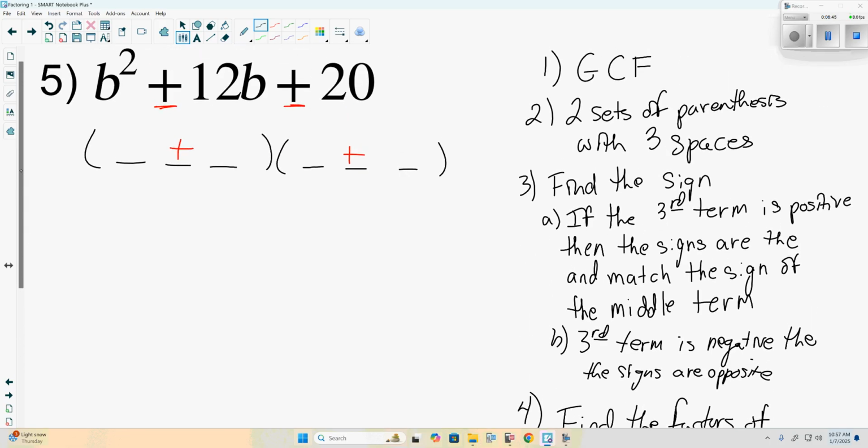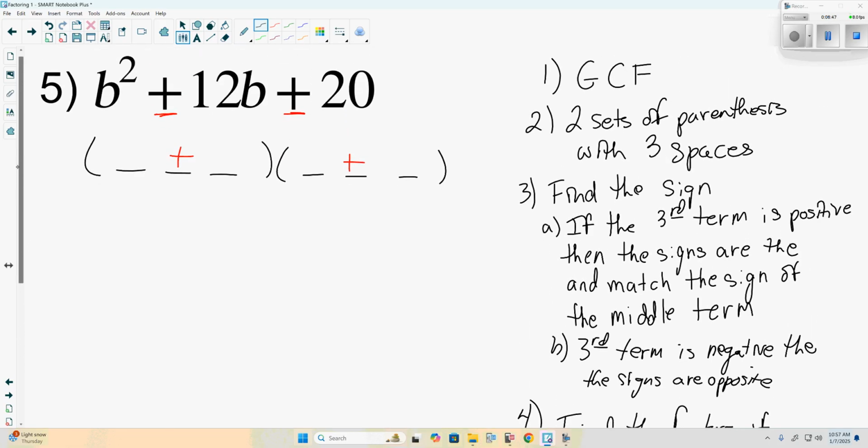Now, if we look at this here, b squared plus 12b plus 20, so the factors of the first term would be the factors of b squared. We're trying to see what times, or what multiplies together to be b squared. Well, there's only one thing that multiplies together to be b squared, and that's b and b. So the only factors of b squared are b and b. b times b is b squared.